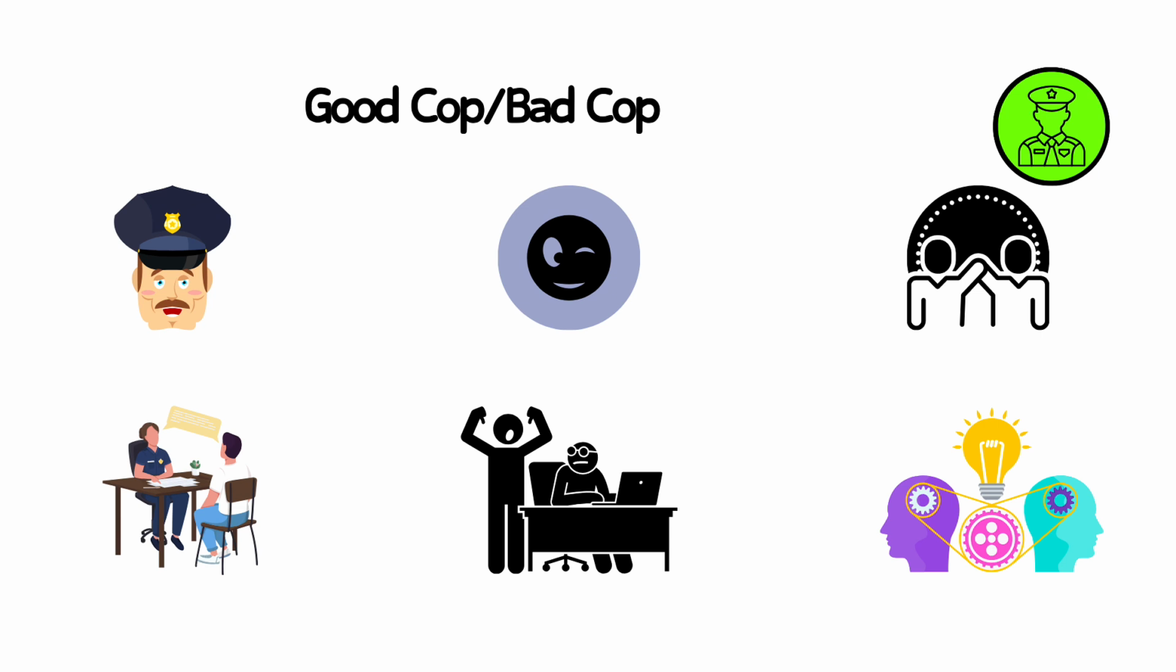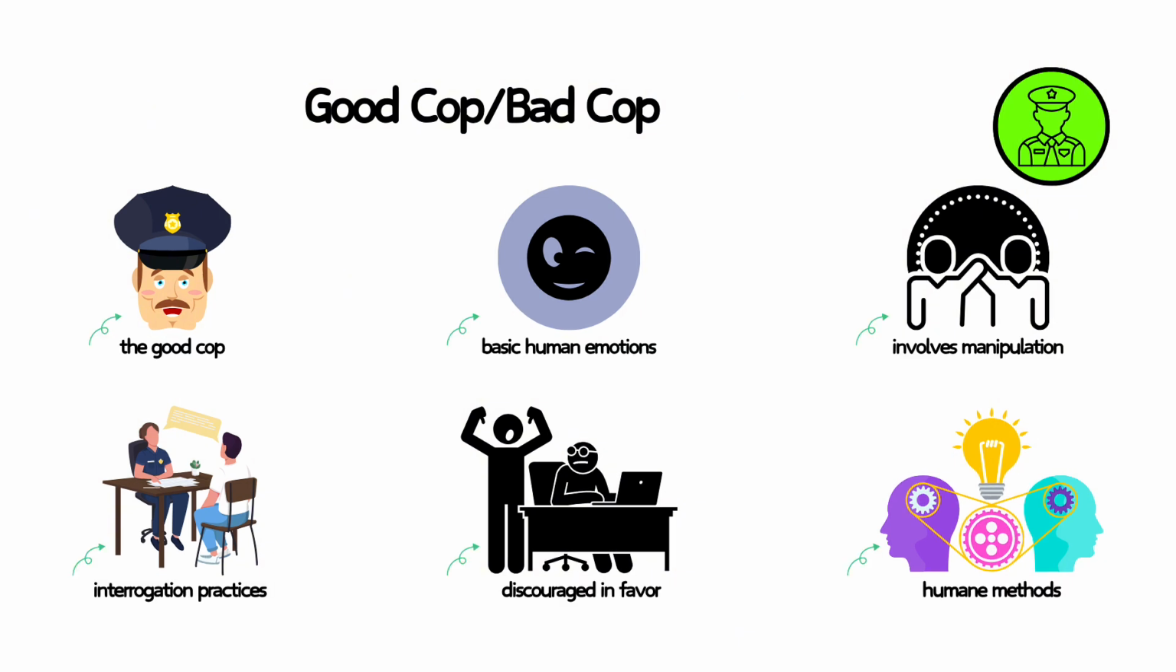The psychological principle behind this technique is to create a sense of relief and gratitude towards the good cop. The suspect, feeling cornered and desperate for a reprieve from the bad cop's hostility, is more likely to trust and confide in the good cop. This dynamic plays on basic human emotions: fear, relief, and the desire for approval.